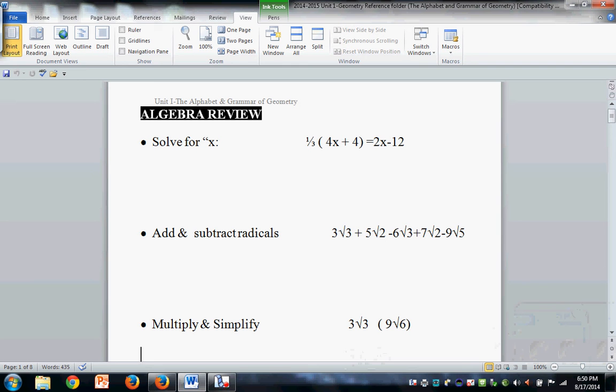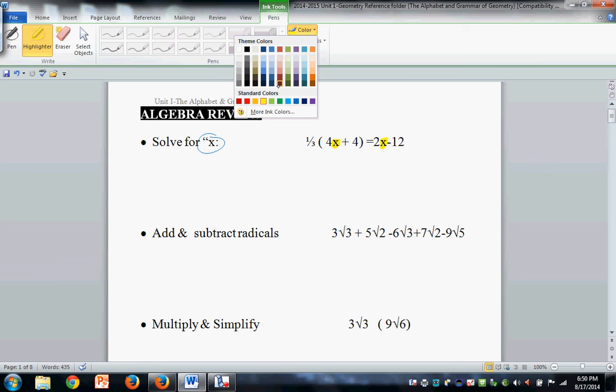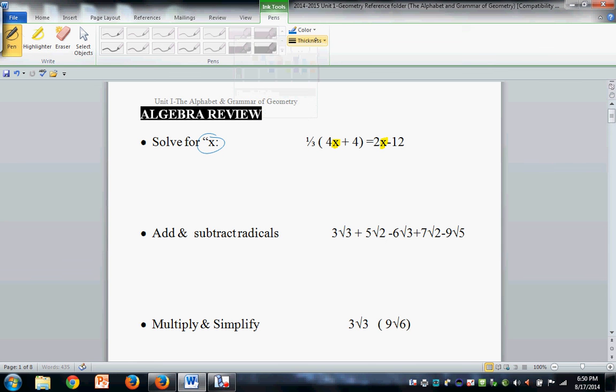Students, this is your first recording that's supposed to go into your reference booklet. We're going to be going over some of the basic algebra review here. One of the most basic skills you need to be comfortable with in this class is solving for x. Your goal is to get x all by itself and then get the numbers on the other side.